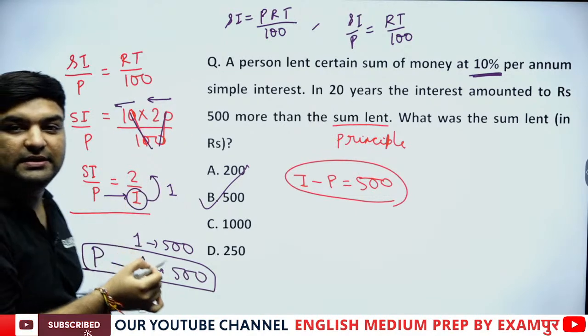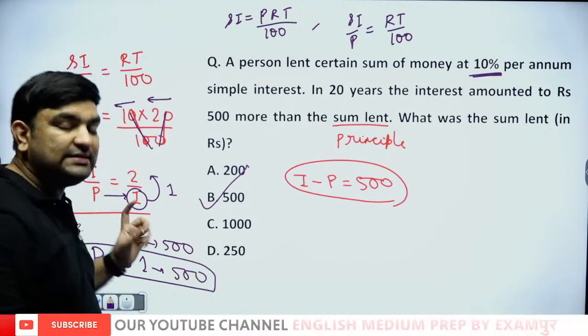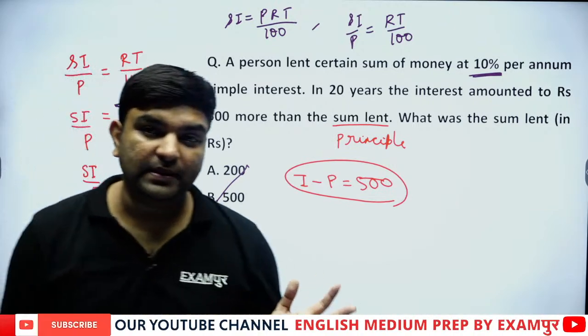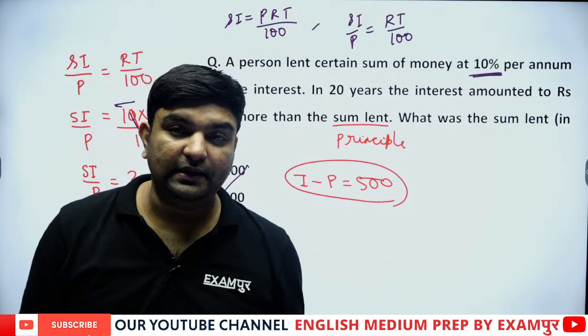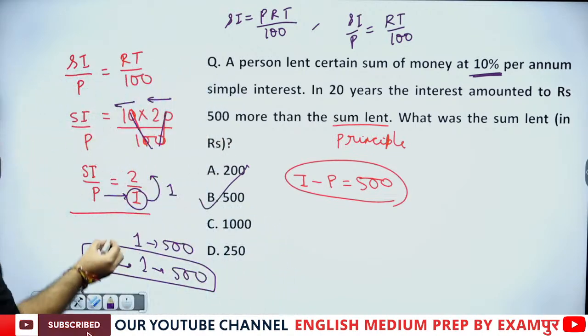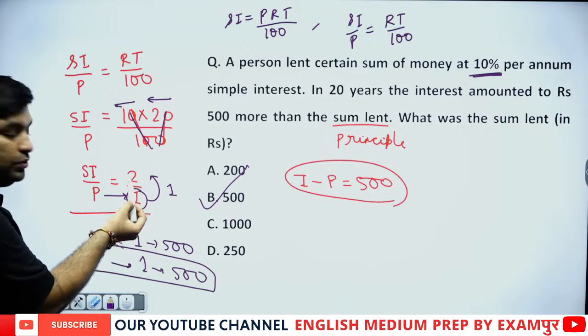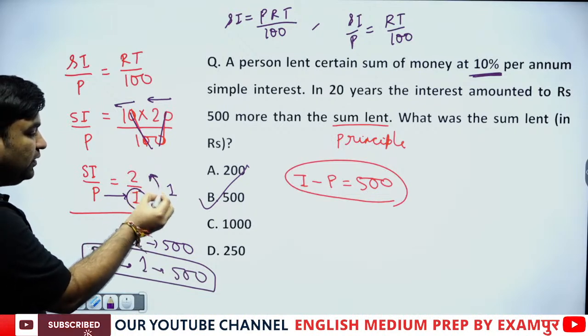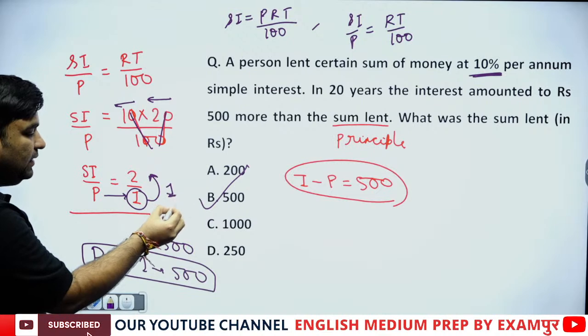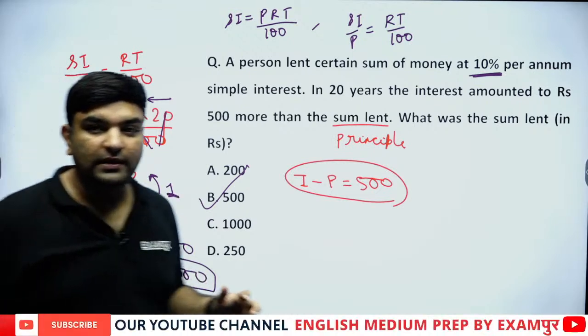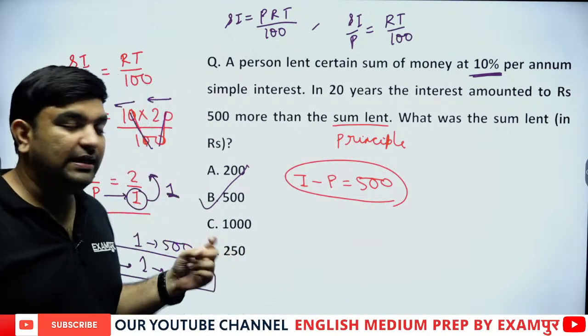SI over P is in the ratio 2:1. Means simple interest is basically double of the principal. So if principal is 1, SI is 2. So SI is how much more? 1 more. If principal is 1, then SI is 2, so SI is 1 more.